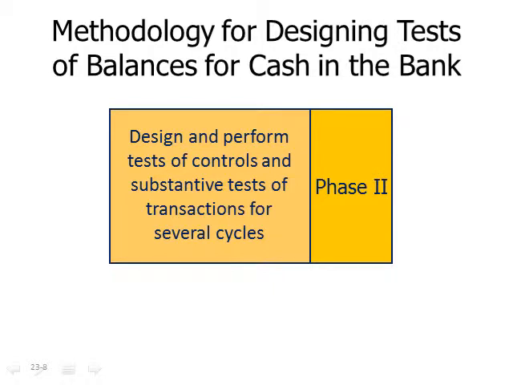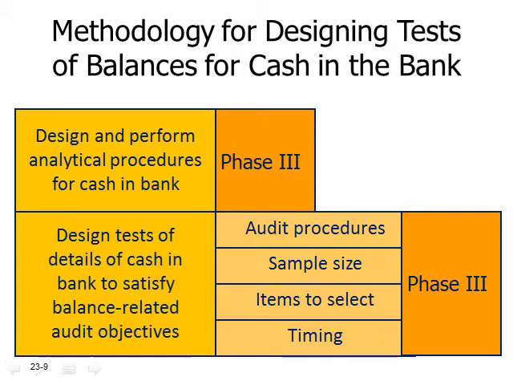And so we want to design and perform tests of controls and substantive tests of transactions for several cycles when we're designing the tests of balances for cash in the bank. As with our other business cycles, we are also able to design and perform analytical procedures for cash in the bank. Using these analytical procedures to test the reasonableness of cash is less important than it is for most other audit areas. The starting point for the verification of the balance in the general account is to obtain a bank reconciliation from the client for inclusion in the audit documentation.